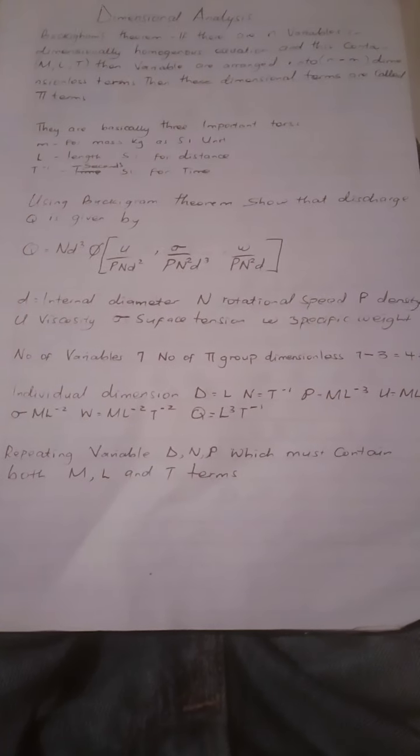I'll start with explaining what the Buckingham Theorem is. The Buckingham Theorem states that if there are n variables in a dimensionally homogeneous equation and these contain M, L, T, then the variables are arranged into n minus m dimensionless terms. Then these dimensionless terms are called pi terms.